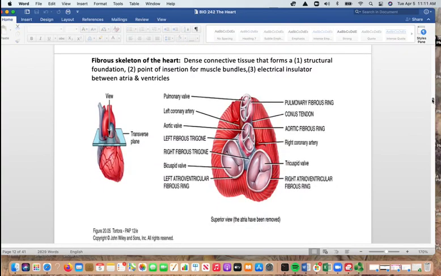The heart has a fibrous skeleton that's dense connective tissue. It gives it its structural foundation and gives something for the muscles to attach to. It also acts as an electrical insulator between the atria and the ventricles, which is important to maintain the contraction cycle. This picture is a cross-section, again in the transverse plane, that allows you to see where the different valves in the heart are.